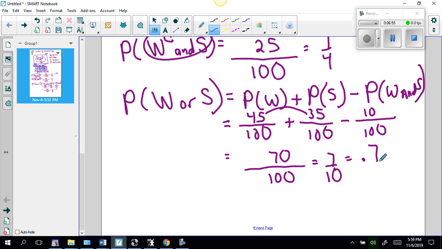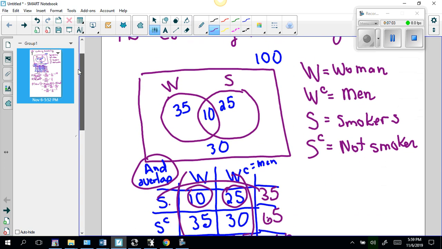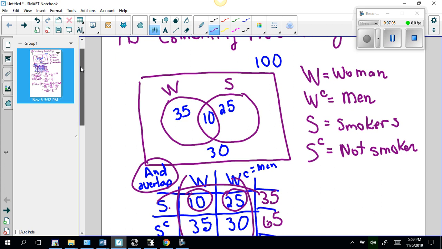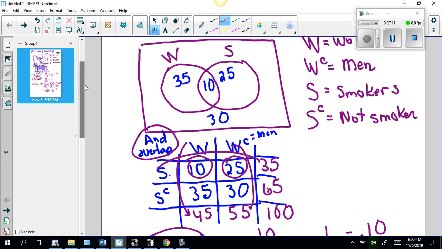Now, I needed the formula because I know enough to be scared in probability when you got things that are overlapping. And they asked me the or question. I don't do that well. But let's try to do it like the smart people. They drive me crazy. So you got women, you see there's 45 of them. And you got smokers, and you see there's 35 of them.